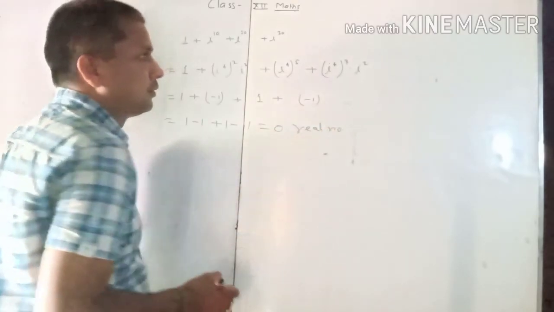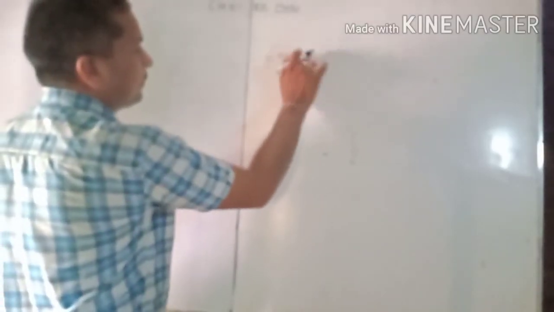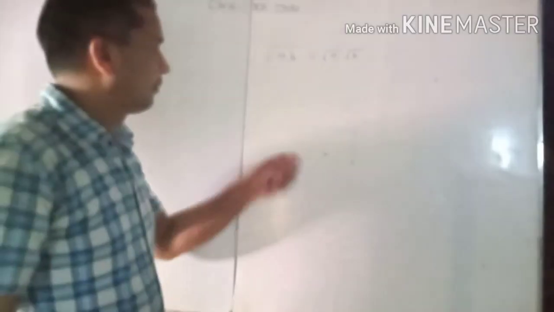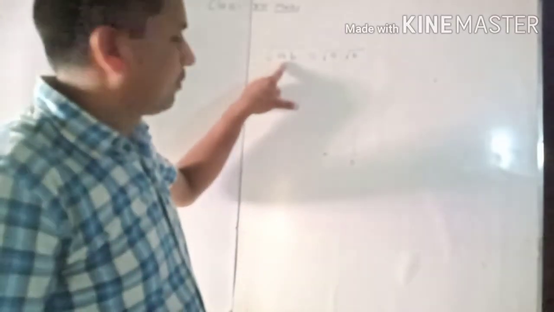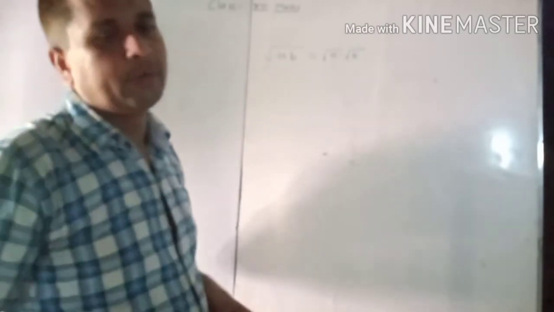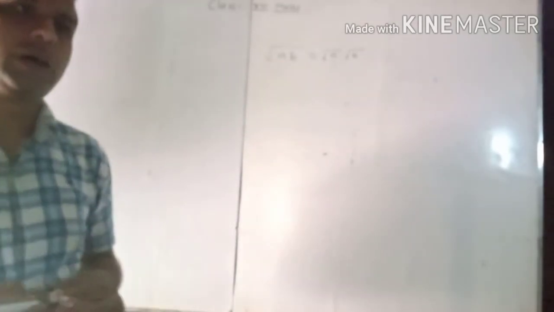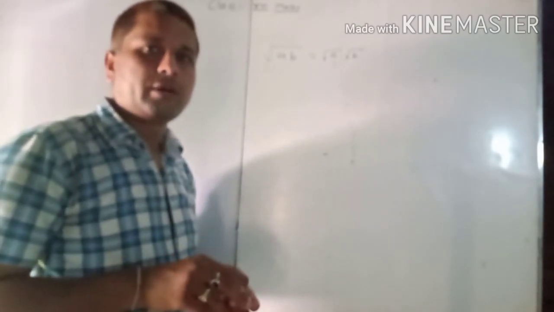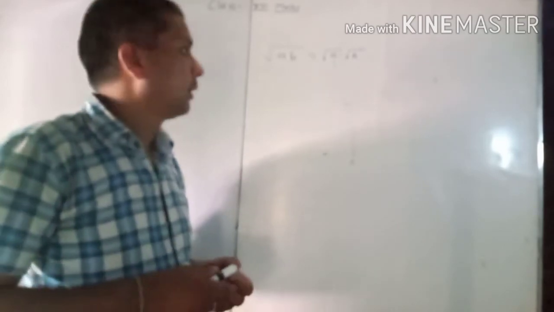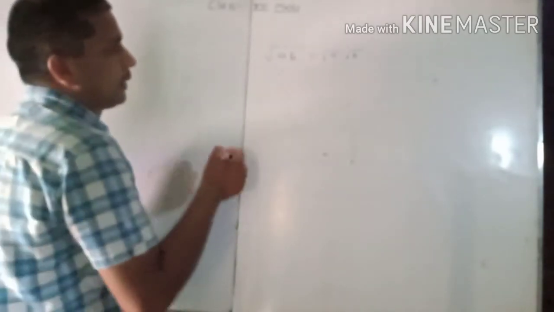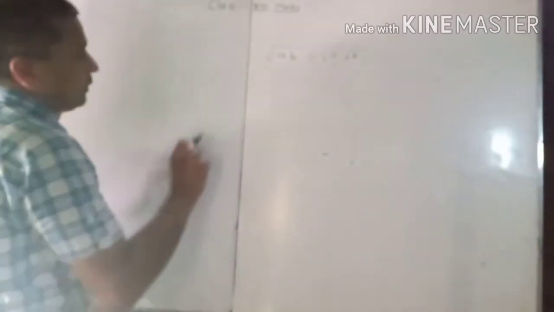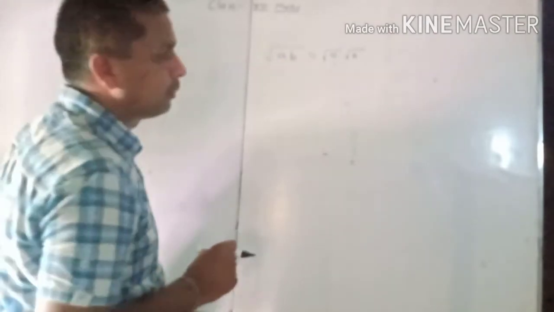You learned root over AB equal to root A into root B. This is true only in case A and B both are positive, or at least A positive, means at least one positive. In case of A negative, B negative, it is not possible that root AB is equal to root A into root B.